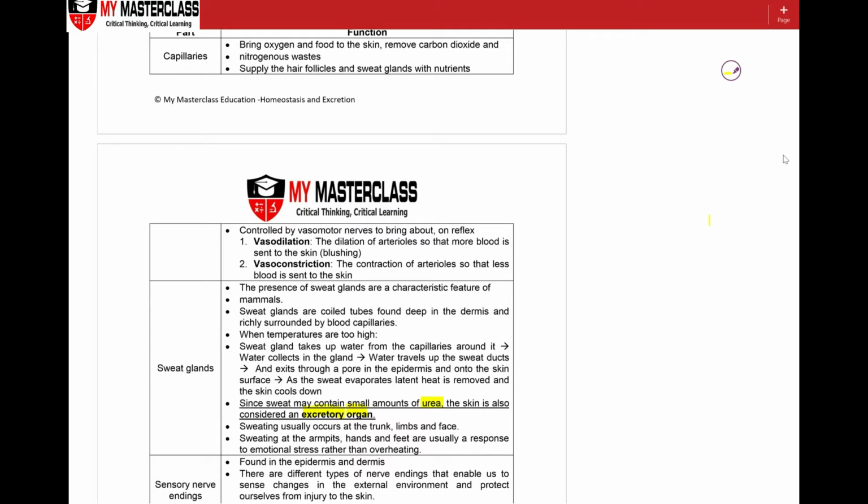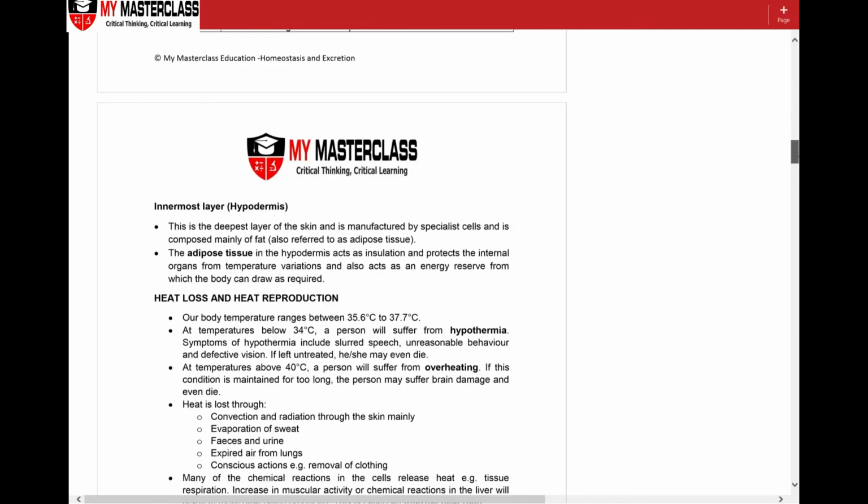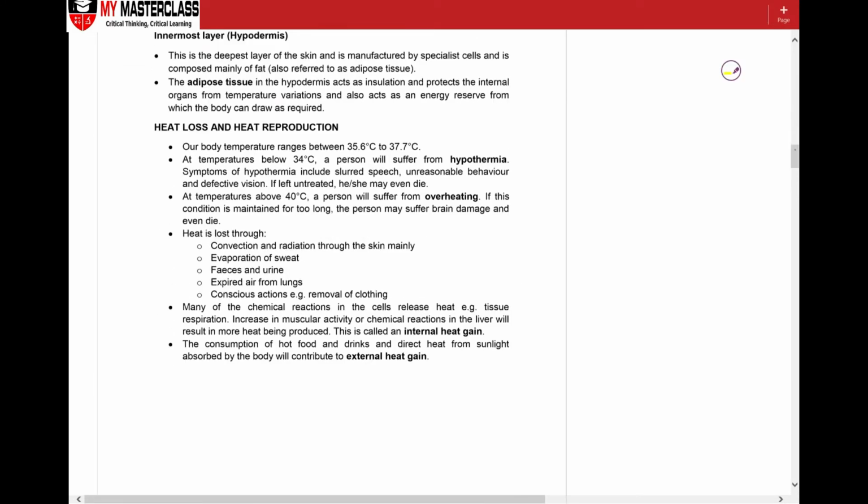Okay, so let's move downwards to look at the component, how it helps in terms of your heat production and heat loss. So as we know, our body core temperature is maintained around 37 degrees Celsius. If we have a fever, it will go up to 37.5 and so on. So anything below 35 degrees Celsius, the person has hypothermia, in which the person gets extremely cold and the movement slows down, and eventually death might take place if left untreated.